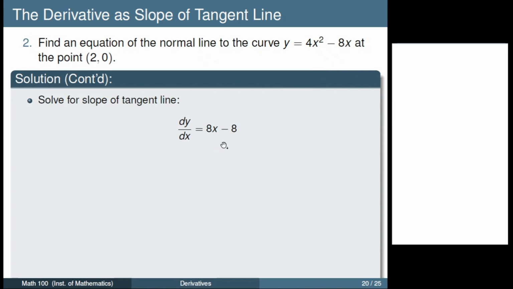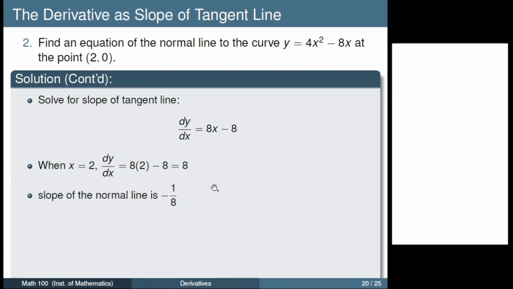We have dy over dx equals, derivative of this is 8x, derivative of this is 8, so 8x minus 8. And we evaluate this at x equals 2, because we have (2, 0). So dy over dx at x equals 2 is just 8 times 2 minus 8. So 16 minus 8 equals 8. So kung ang slope ng tangent line natin ay 8, ano ang ating slope ng normal line? Ang slope niya will just be, negate it, negative 8, and take the reciprocal, you have negative 1 over 8. Okay, so negative reciprocal.